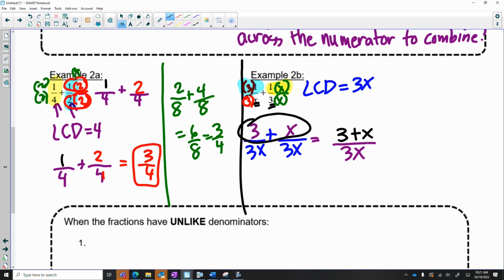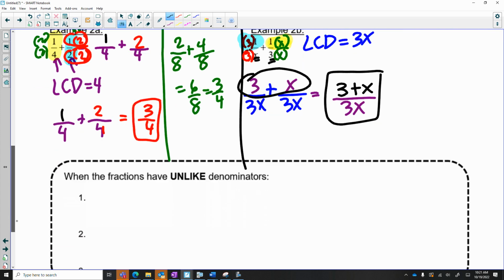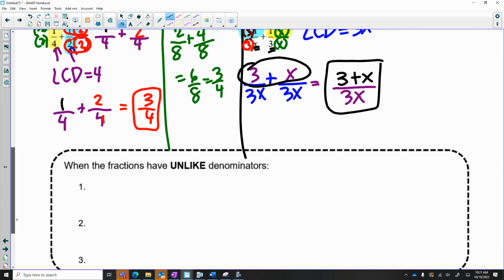And now you may be saying, can I do anything with that? They're not like terms, so you can't combine them, and you can't cancel the x's out. That's illegal, so you just have to leave it alone. Okay, so now we have all of our steps, and we can get a little bit more advanced tomorrow.